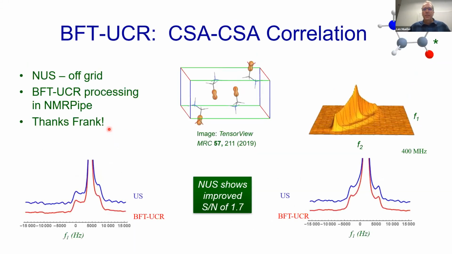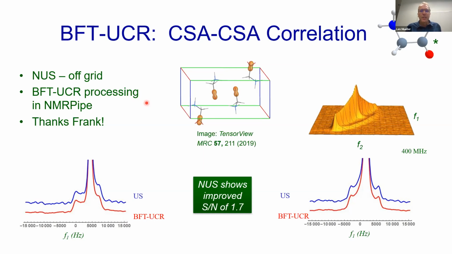Here's a second example from solid state NMR. One of the challenges in the reconstruction of NUS spectra is the large dynamic range and the presence of non-Lorentzian line shapes. And that's relevant here where we're looking at CSA correlation in this carboxylate labeled glycine sample. There's two magnetically inequivalent positions in the unit cell, and this 2D powder pattern just maps out the relative orientations of these two CSA tensors. And here we're using off-grid NUS and BFT UCR processing in NMRPipe. And I want to thank Frank Delaglio for helping us put that together.